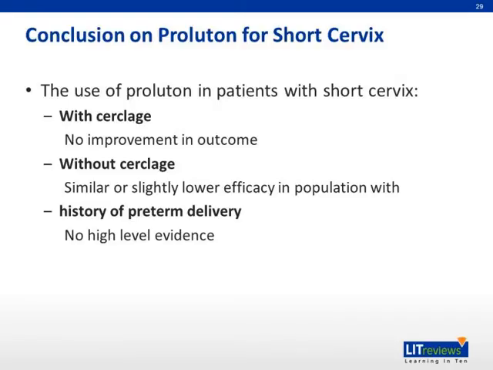Considering the currently available evidence, it can be concluded that in patients with short cervix who have been given cerclage, Proluton did not improve outcomes. On the other hand, in patients with short cervix without cerclage, some studies indicate that Proluton is useful to reduce risk, but only if they also have a history of preterm delivery. However, all the studies done on Proluton in the setting of short cervix only involved a rather small number of patients. There is currently no high-level evidence on the use of Proluton for short cervix.